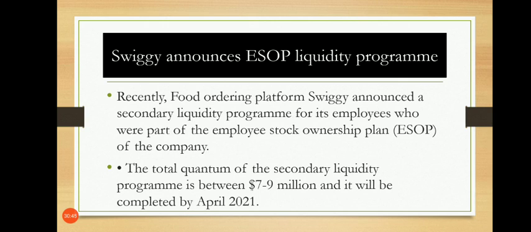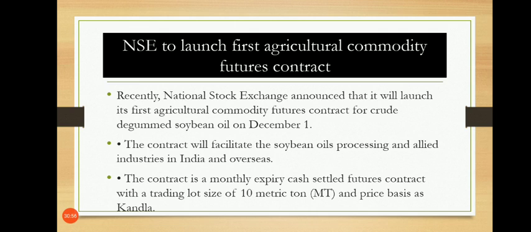The total quantum of the secondary liquidity program is between $7 to $9 million and it will be completed by April 2021. Okay. NSE to launch first agricultural commodity future contract. Recently, National Stock Exchange announced that it will launch first agricultural commodity futures contract for crude degummed soybean oil.